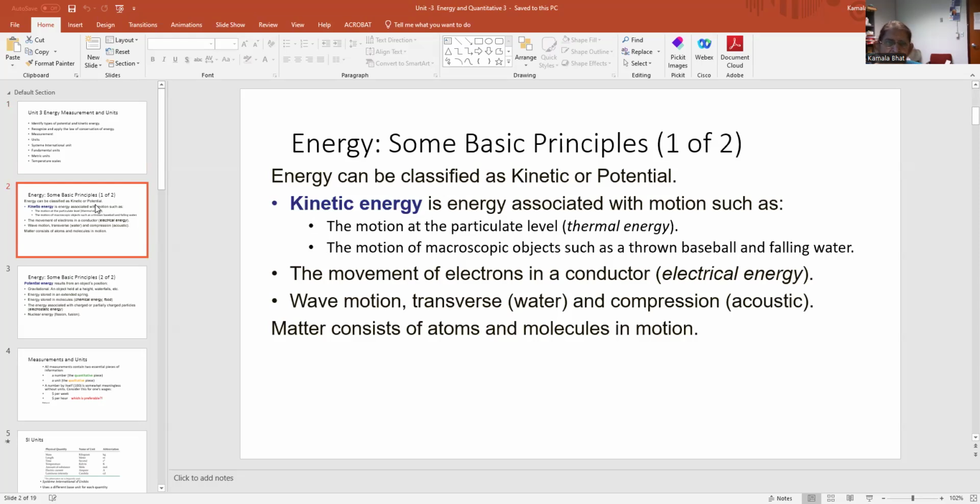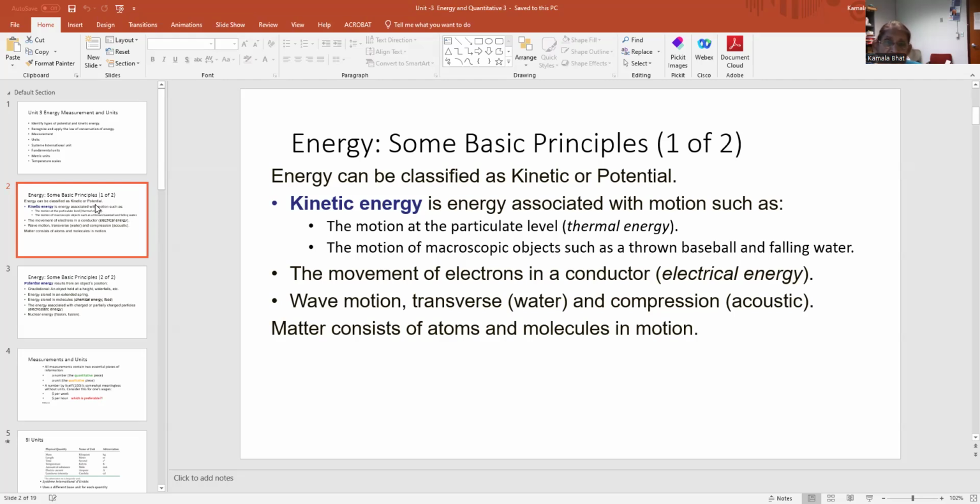First thing, the basic principles. Energy is the capacity to do work, and it can be classified as kinetic or potential energy. Kinetic energy is associated with motion. Therefore, you can have motion at the particulate level, which is basically thermal energy, where the molecules are so small that we cannot see them, but we can feel it. And also energy is associated with macroscopic objects, such as when we throw a ball or falling water.